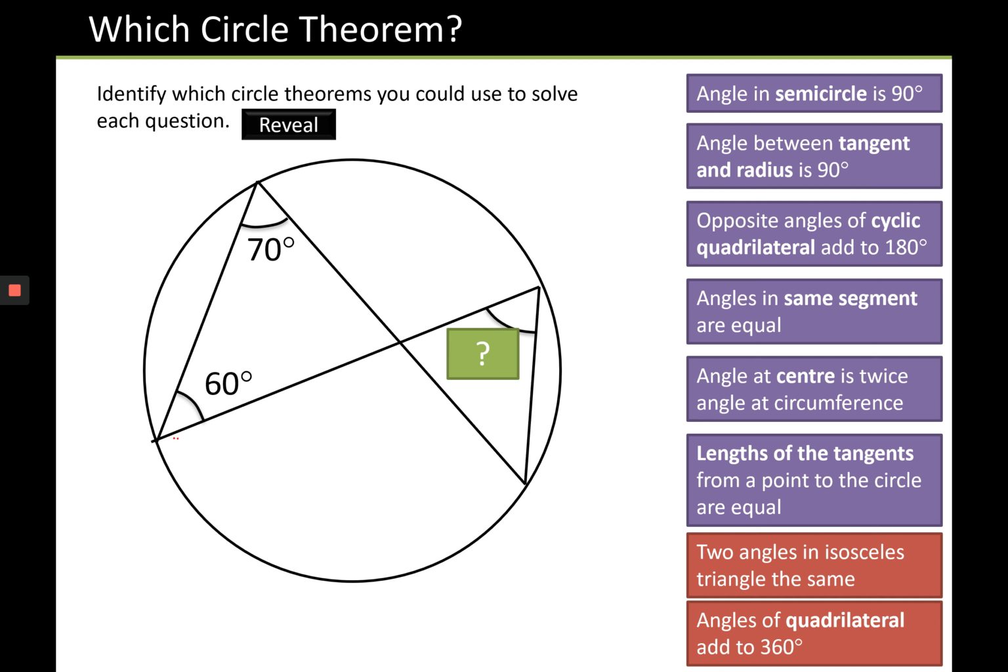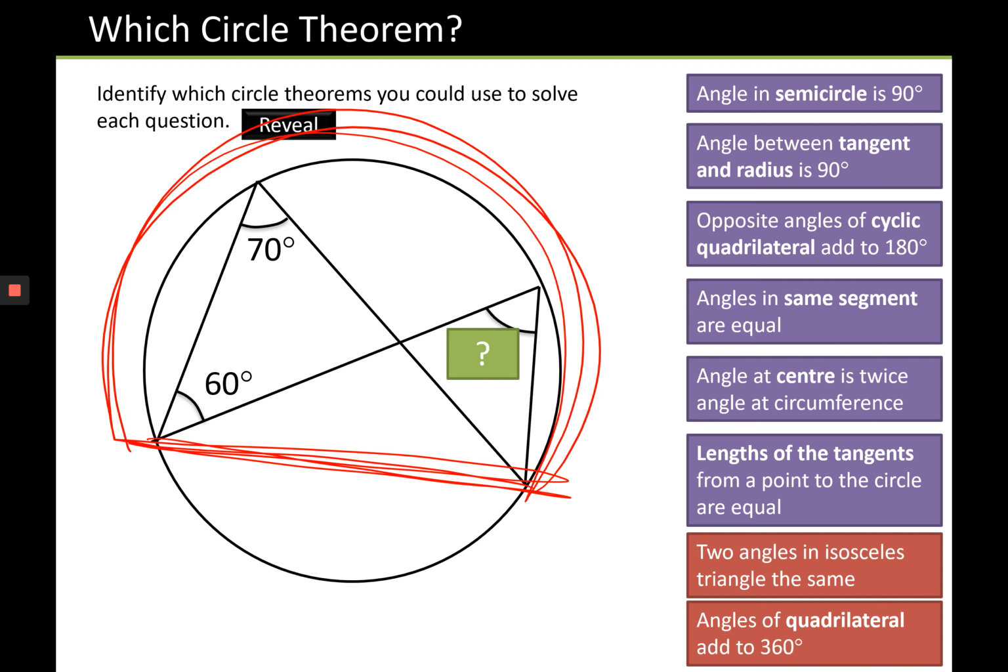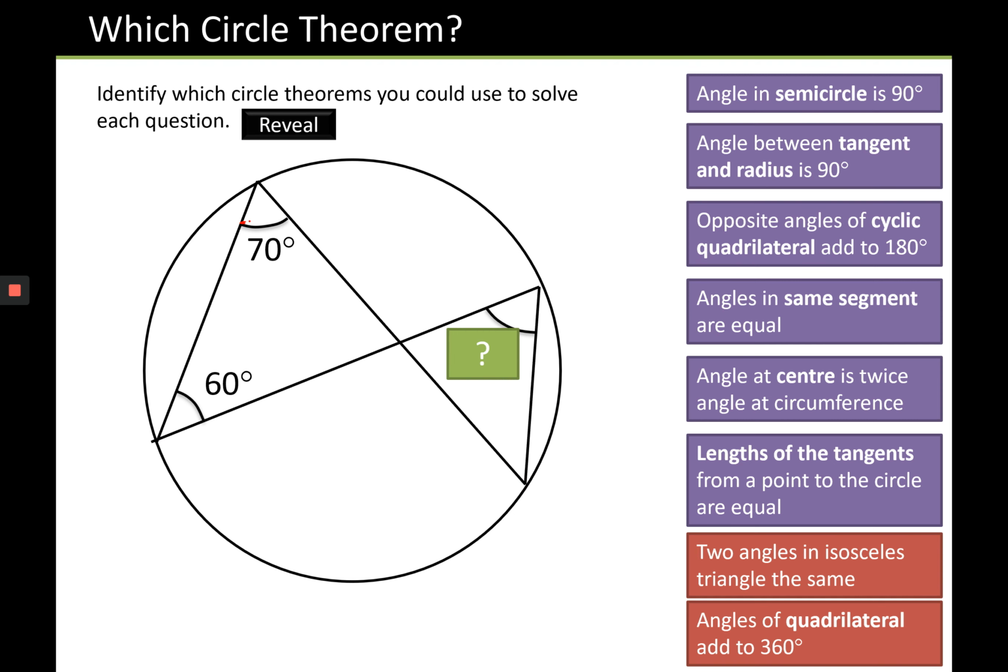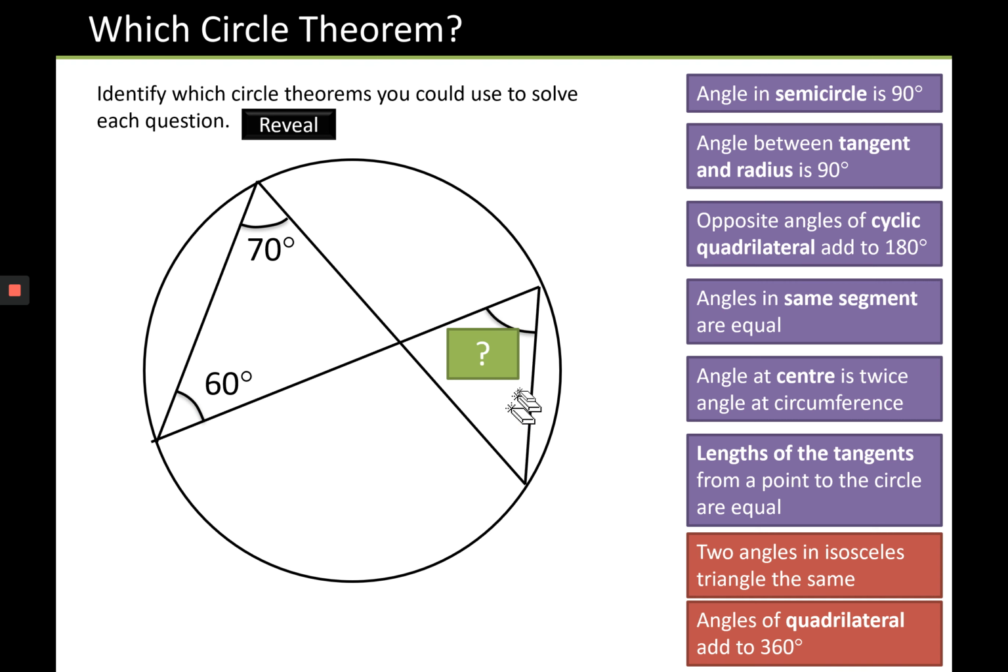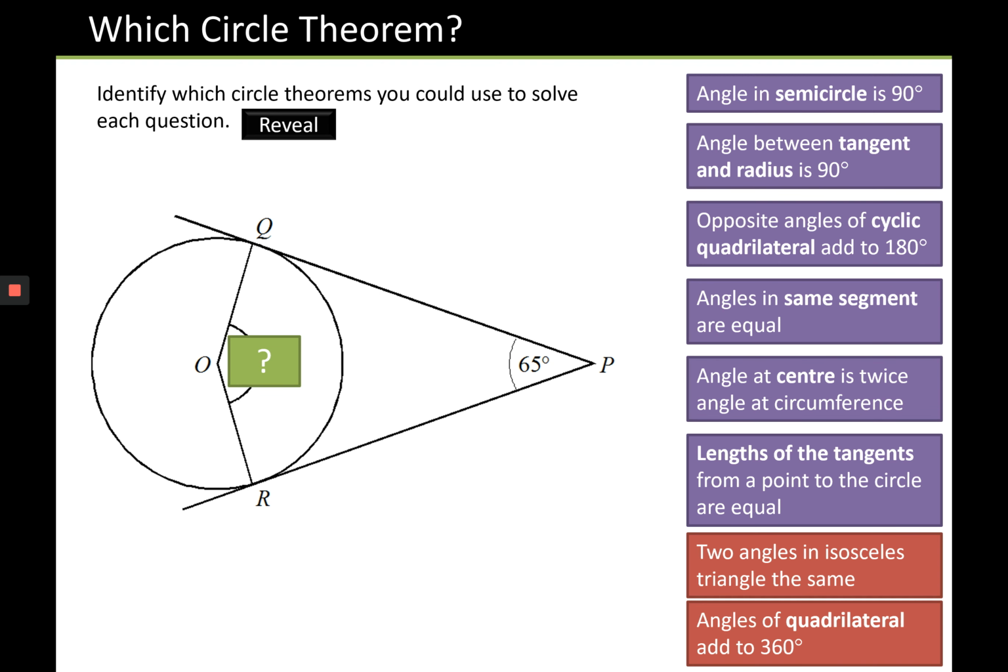So here you should have spotted, if I draw a line across there, I have a segment. If I have a segment, the angles in the same segment will be equal here. And if I draw a line across there, then this becomes my segment. And then I can say this angle and this angle will match. So in this case, I can immediately work out this is going to be 70 degrees. And the theorem I'm using is angles in the same segment are equal. Next question, pause the video now. Answers in 2 seconds.